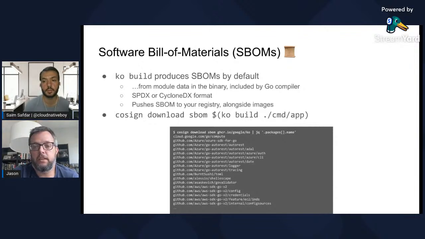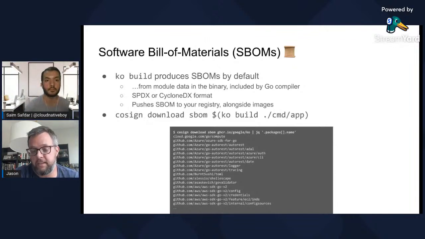In Go 1.18, binaries built with Go 1.18 include a bunch of information about all of the dependencies that went into that binary. In ko, what it does is it builds that, and then it extracts all that information, and it generates SPDX or CycloneDX SBOMs from that information. And then it publishes that SBOM to your registry right alongside the image.